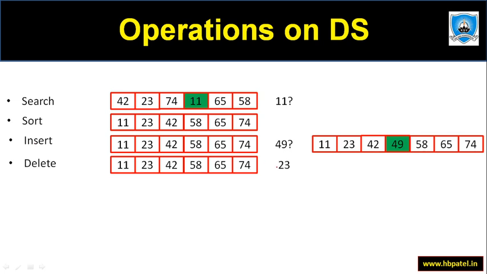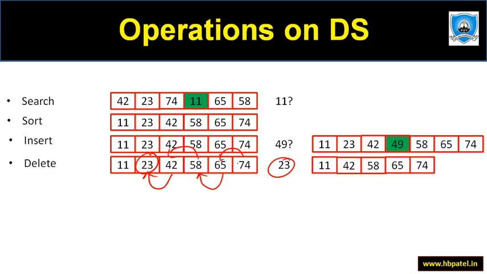For example, I want to delete 23. So let us see, 23 is there, yes. So what we'll be doing, we'll be moving this 42 over here, we'll be moving 58 to 42's place, we'll be moving 65 into 58's place, and we'll be moving 74 into 65's place. So you can see that now the space is removed. This is how you delete a specific element from a data structure.